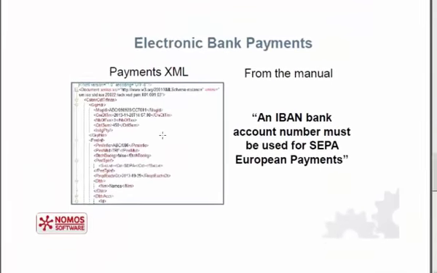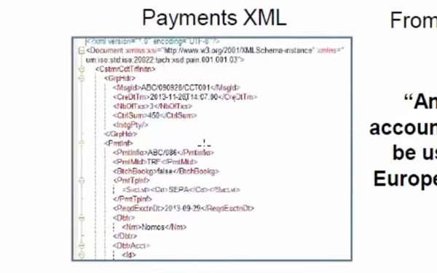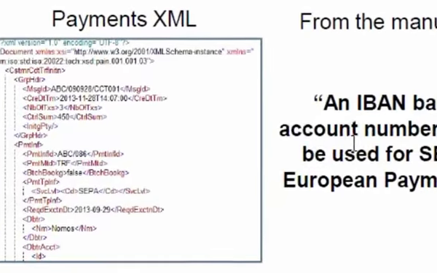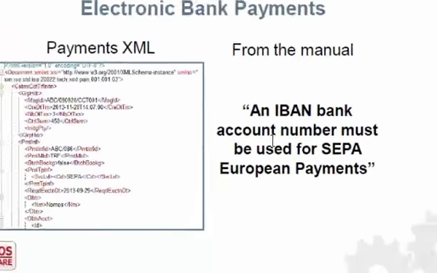Now let's look at electronic bank payments. Here's an XML message for bank payments. The European Payments Manual says that an IBAN bank account number must be provided for European payments.